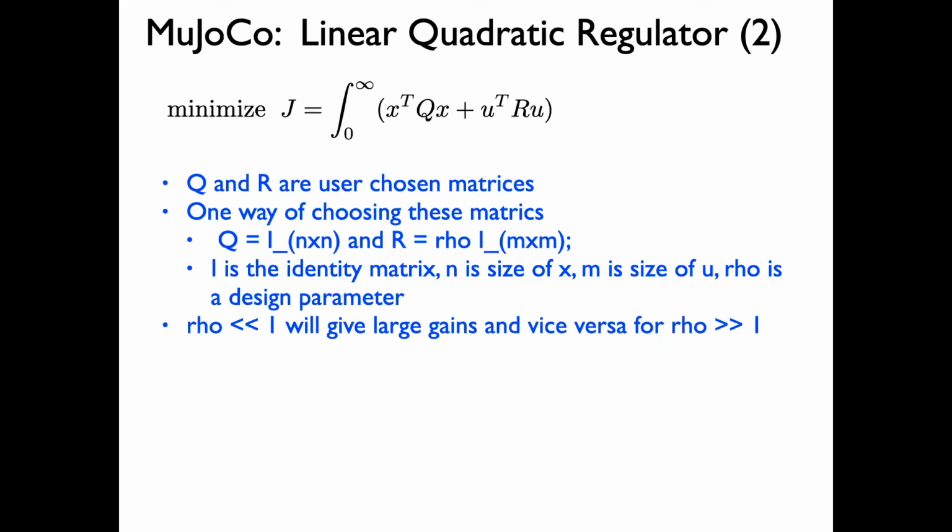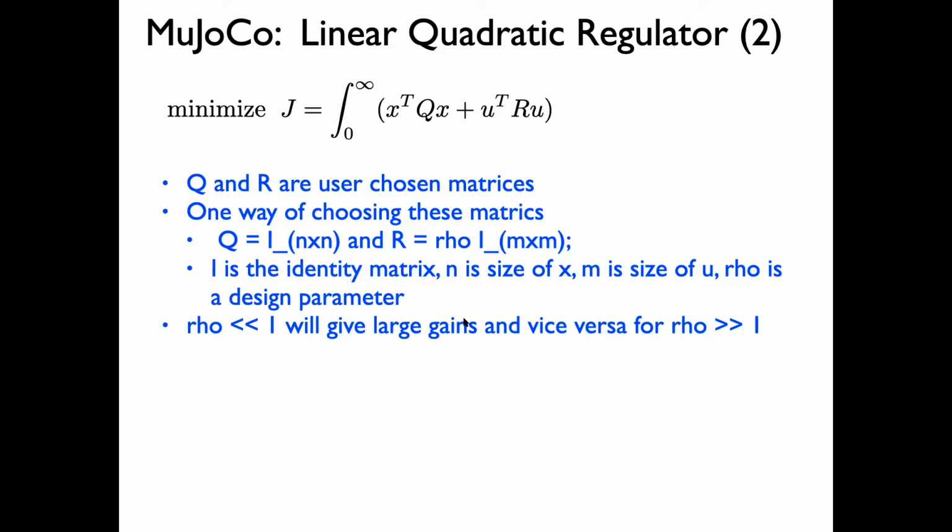Okay, so Q and R, as I said, are matrices which you choose. One of the ways people choose these matrices is they assume Q equals identity, I n by n, because n is the degrees of freedom for x, which in this case is 4 by 4. R is the matrix multiplied with u. You choose it to be rho, a constant, times the identity matrix M cross M, where M is the size of u. In this case M is 1, so I is going to be the number 1. Typically, instead of designing the Q matrix, which is 4 by 4, 16 numbers, and R, which is 1 number, so 17 numbers, we just design one number, rho.